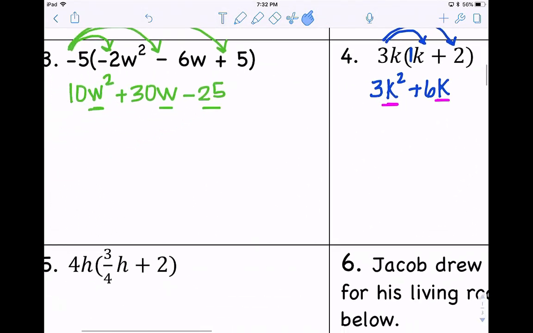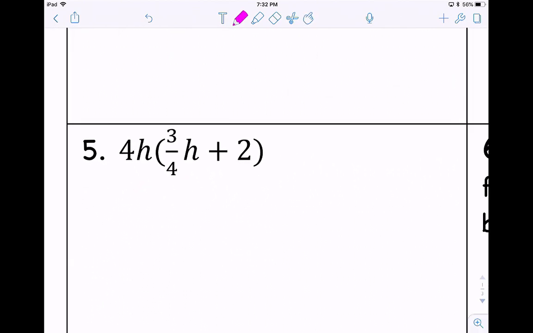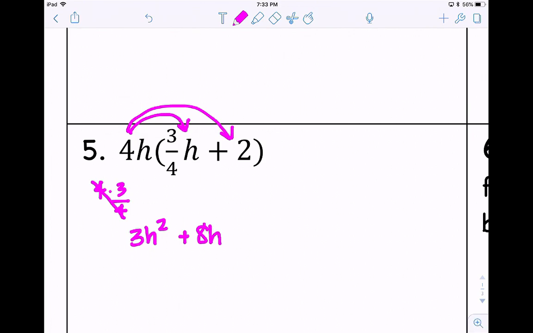All right, so looking at number 5, same thing. We're distributing a 4 and an 8. So we're going to do 4 times 3/4. So if you use your calculator, or maybe you don't need to use your calculator, 4 times 3/4. This 4 and 4 actually end up canceling, so we're just left with 3. So that's going to be 3. h times h is h squared, so 3h squared. And then 4h times positive 2 is plus 8h. h squared and h are not like terms. You cannot put those together, so we're done.